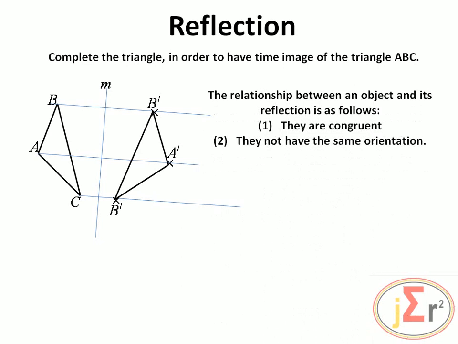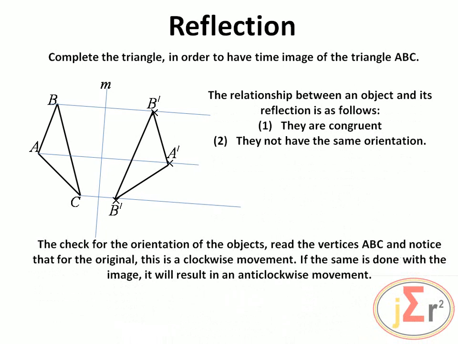The relationship between an object and its reflection is as follows. They are congruent. They do not have the same orientation. To check for the orientation of the objects, read the vertices A, B, C, and notice that for the original, this is a clockwise movement. If the same is done with the image, it will result in an anti-clockwise movement. Let us do it. A, B, C. Notice A, B, C, going in a clockwise direction.